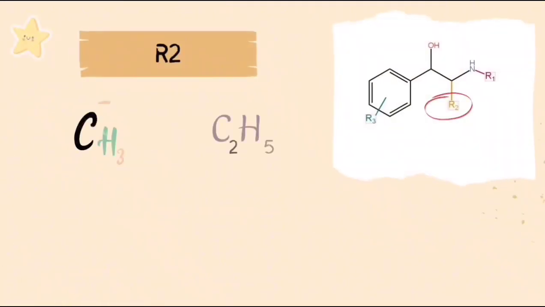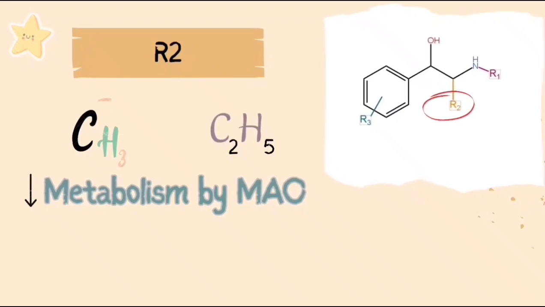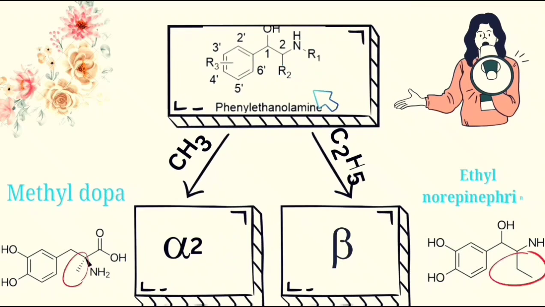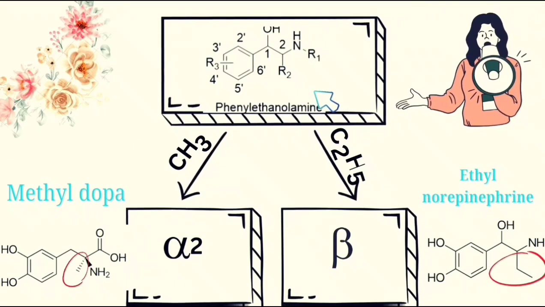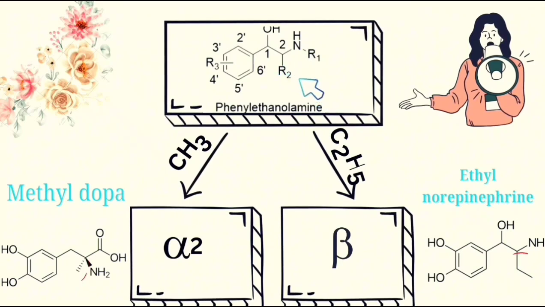But here if we come to R2, we can see that methyl or ethyl groups decrease the metabolism by MAO enzyme. Methyl group here gives a compound which is more selective on alpha-2 like methyl dopa, while the ethyl group gives a compound more selective on beta like ethyl norepinephrine.